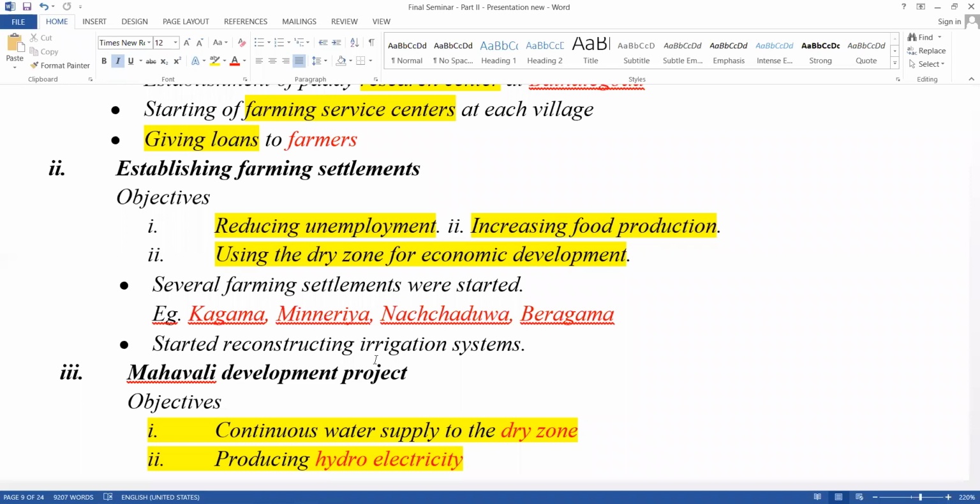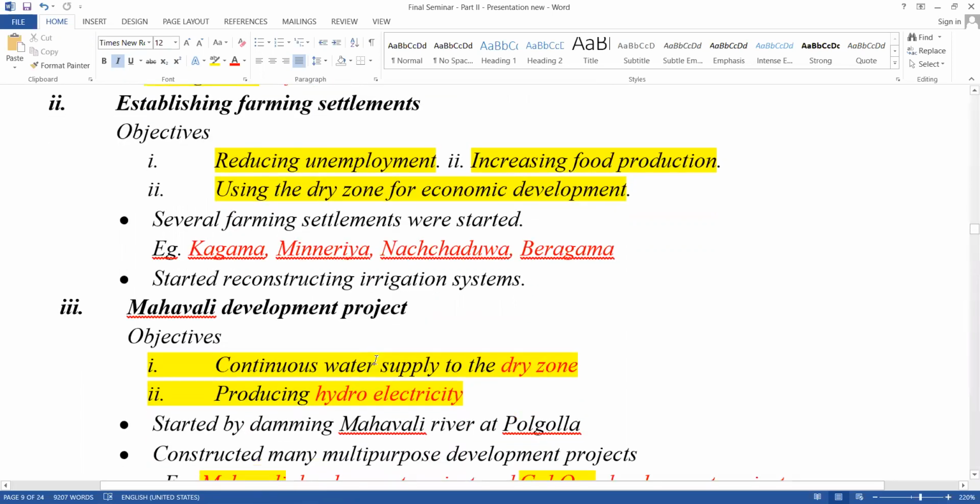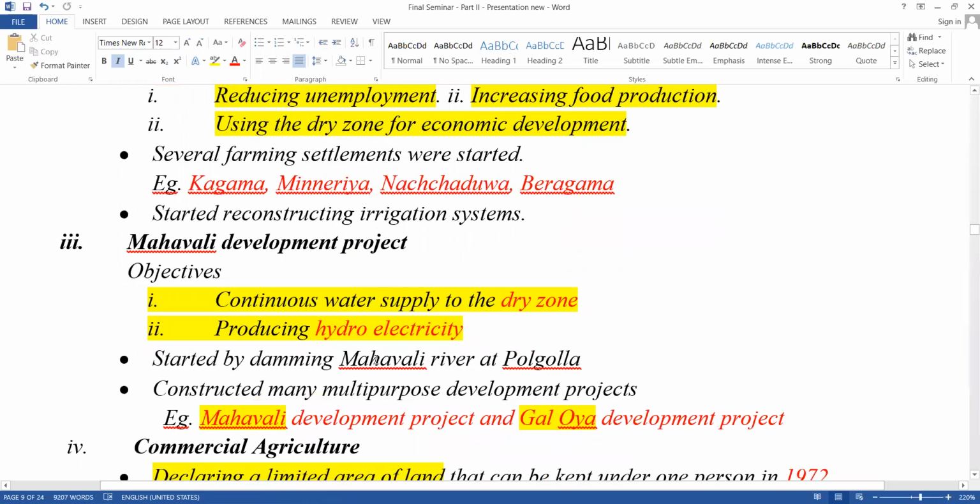So highlight what I highlight here. They may come as structured or short questions also. Started by the Mahaweli and Gal Oya, constructed many multi-purpose development projects. What are the two multi-purpose development projects started in Sri Lanka? Mahaweli and Gal Oya.